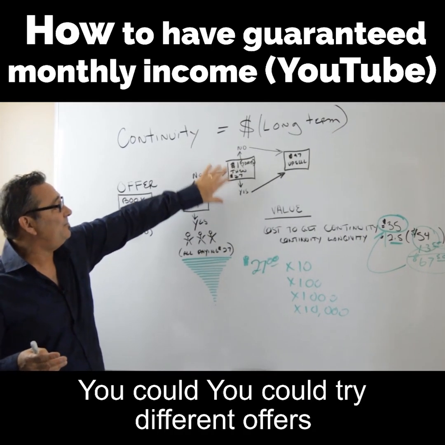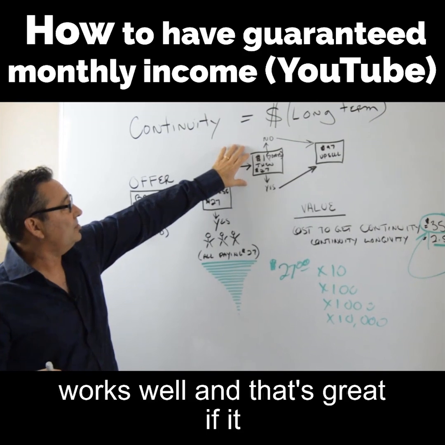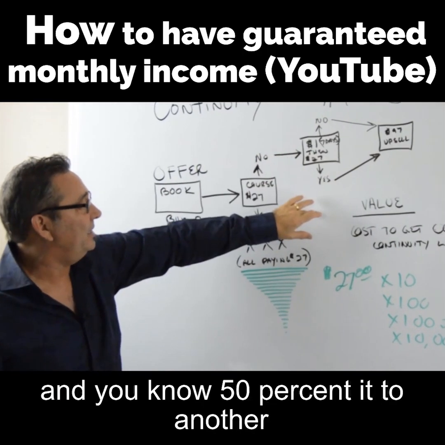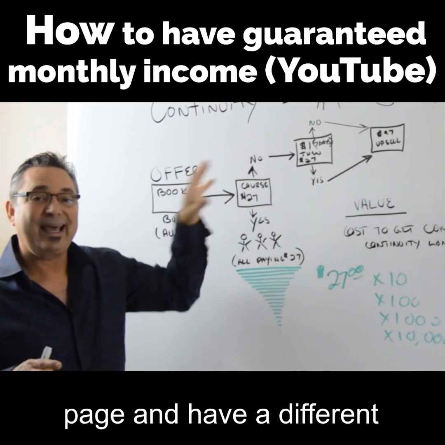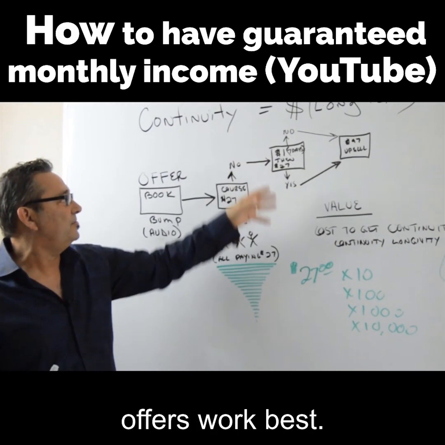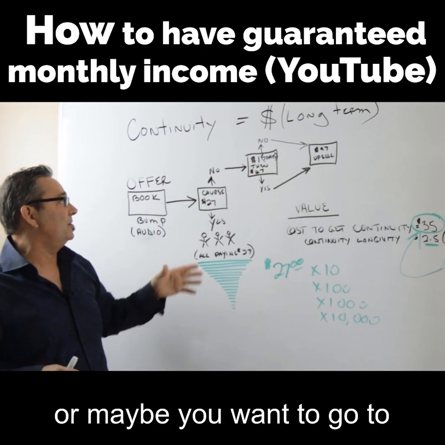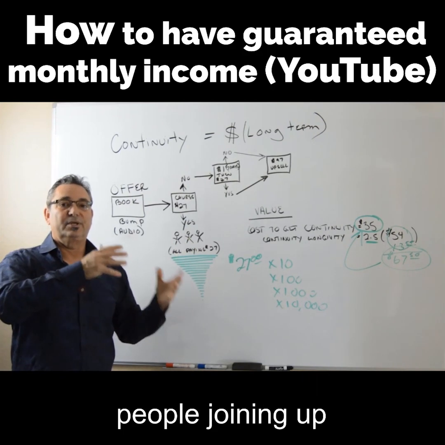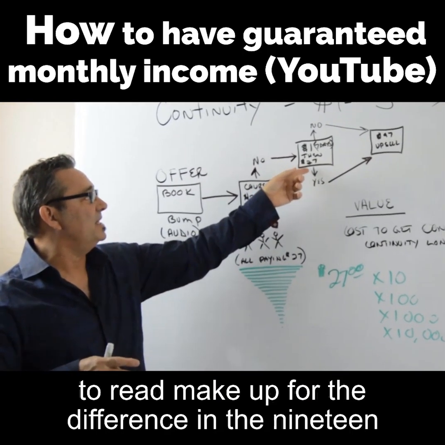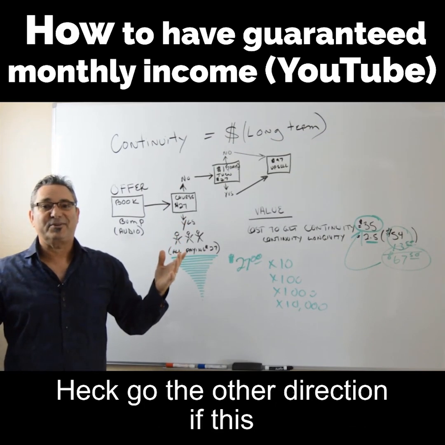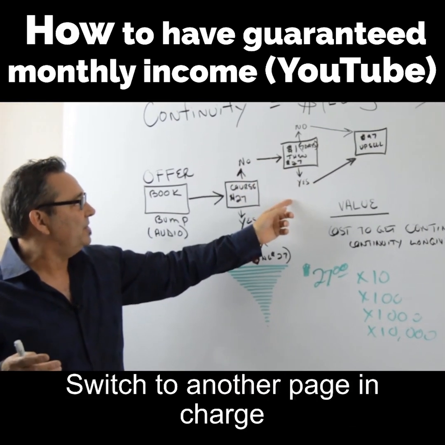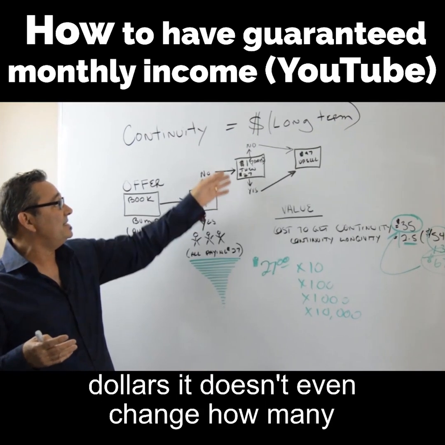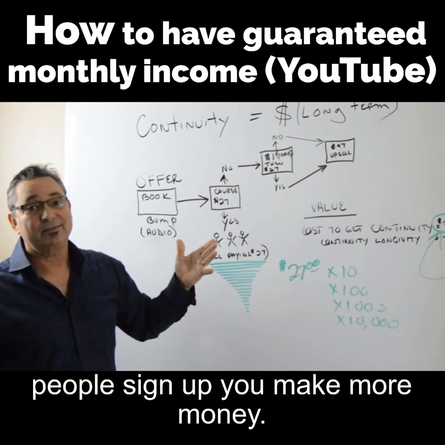You could try different offers in here. Maybe this one works well, and that's great. If it works well, don't stop there. What you want to do is switch out and split 50% to another page with a different offer and figure out which of those offers works best. Or maybe change up your price here. Maybe you want to go to $19. Maybe you'd have enough people joining to make up for the difference between 19 and 27. Heck, go the other direction. If this is going well, switch them to another page and charge $47 for it. Maybe that extra money doesn't even change how many people sign up, and you make more money.